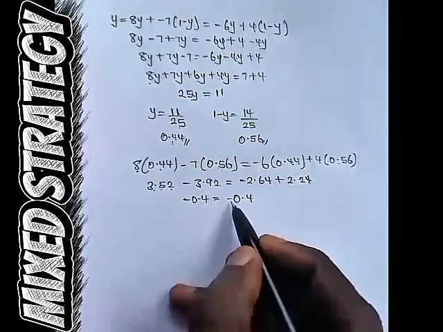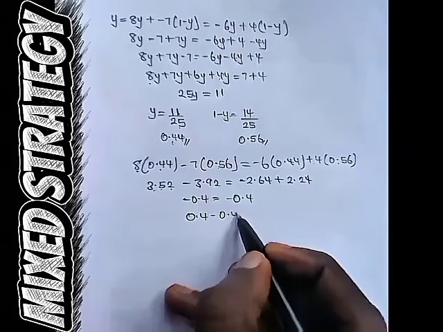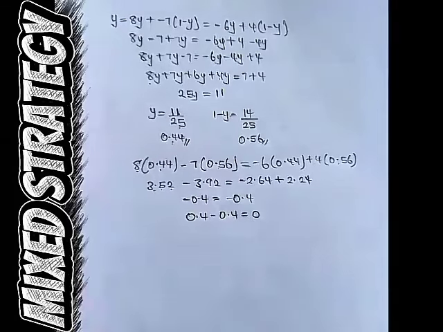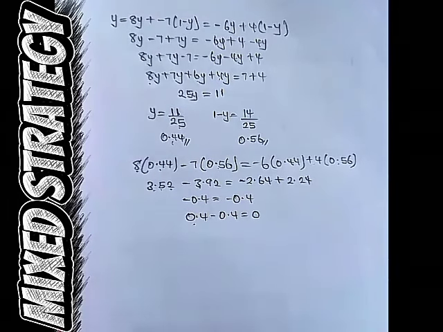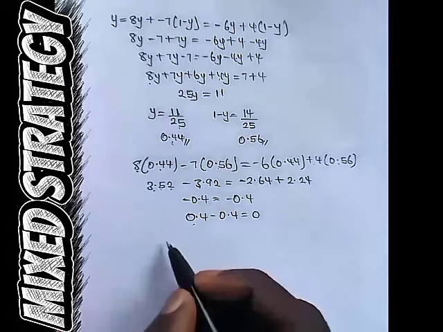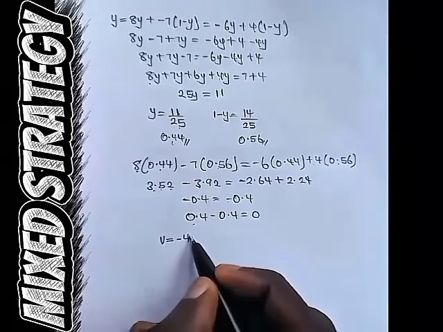So let me collect the like terms. So this will be minus 0.4 minus minus 0.4, which is equals to 0. Okay, now if you check closely, you find out that this answer equates the previous answer that we got for our x, which means the value of the game is minus 0.4.